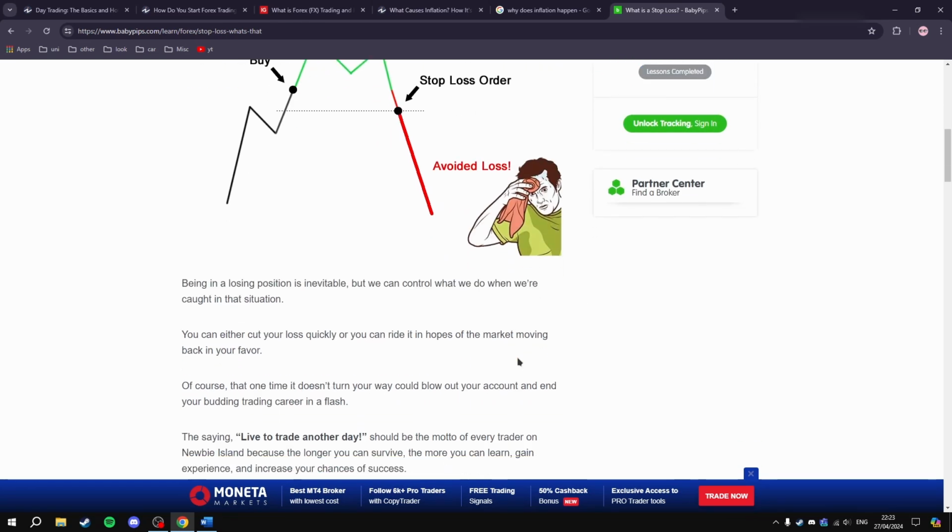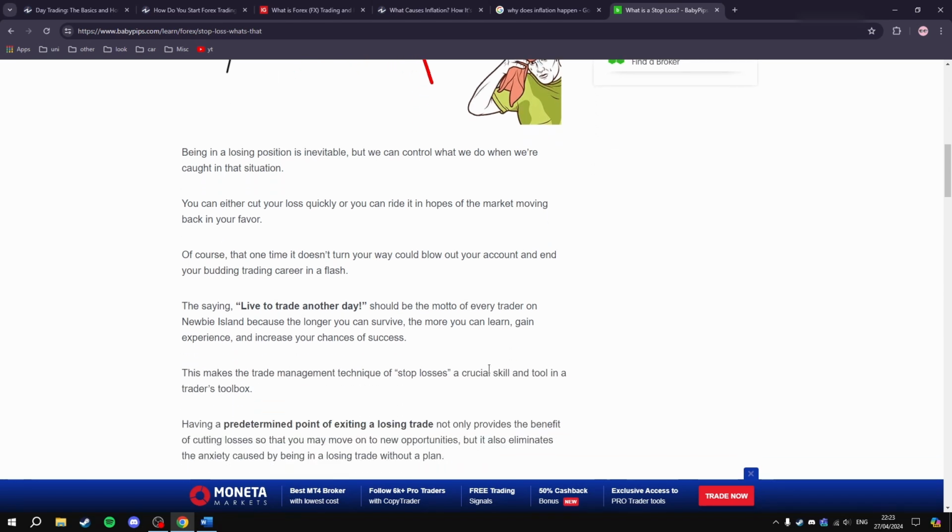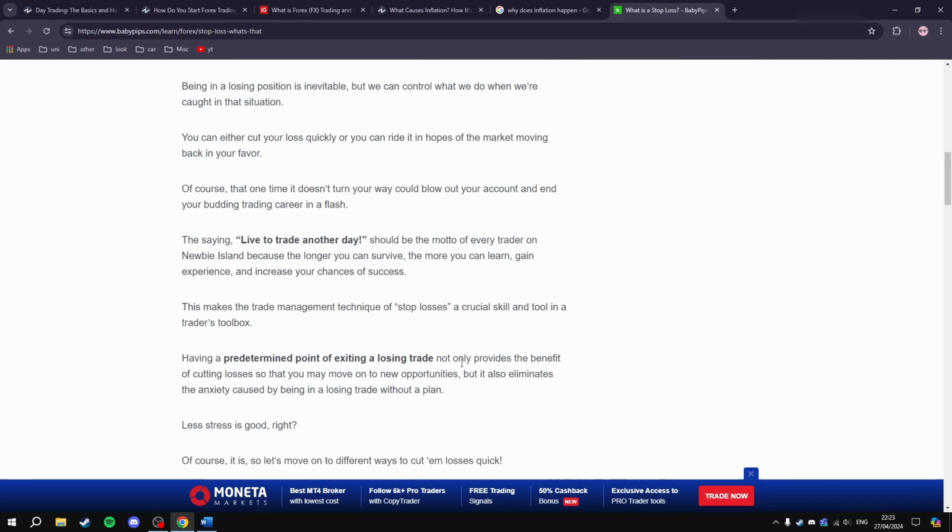Being in the losing position is inevitable, but we can control what we do when we're caught in that situation. You can either cut your losses quickly or ride it in hopes of the market moving back in your favour. Of course, that one time it doesn't turn your way would blow out your account and end your budding trading career in a flash.